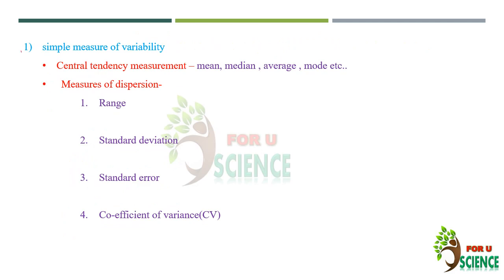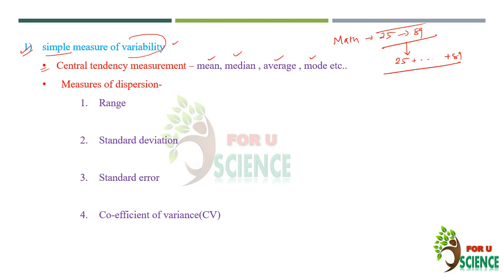In case of a quantitative character, we use some simple measurements for measuring the variability. In central tendency measurement, we can use the mean value, median, average, and mode. Suppose in a mathematics class, some students got numbers from 25 to 89. We can establish an average value to assess the performance of the students. Suppose there are 45 students, we simply make their average. After that, we can calculate the measurements of dispersion.